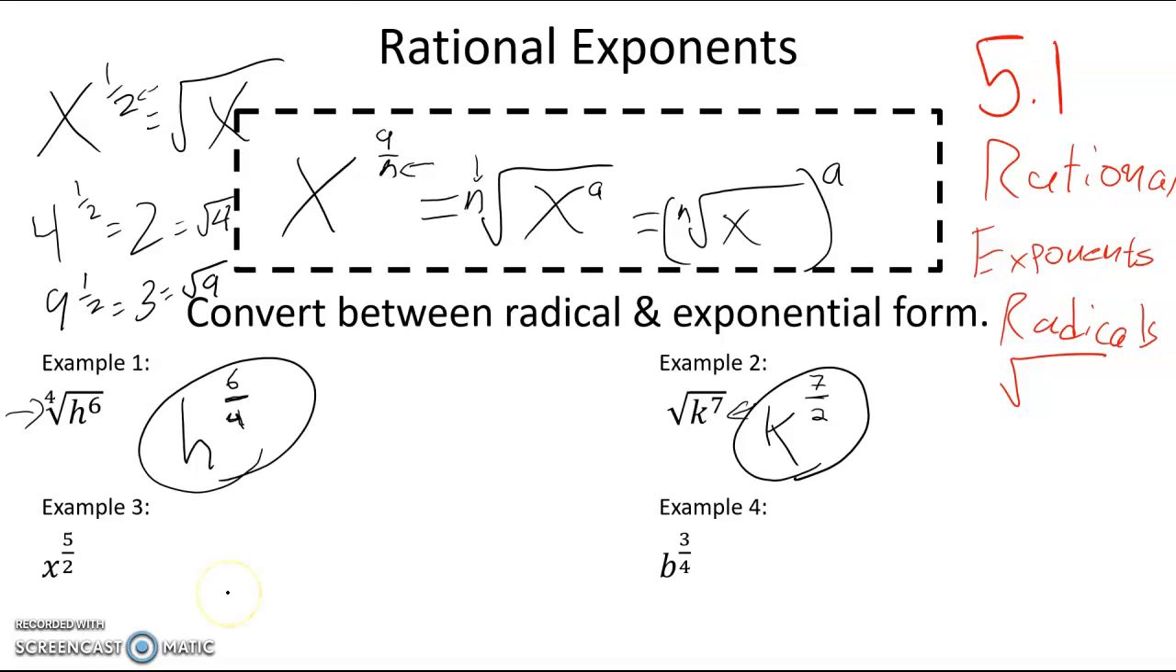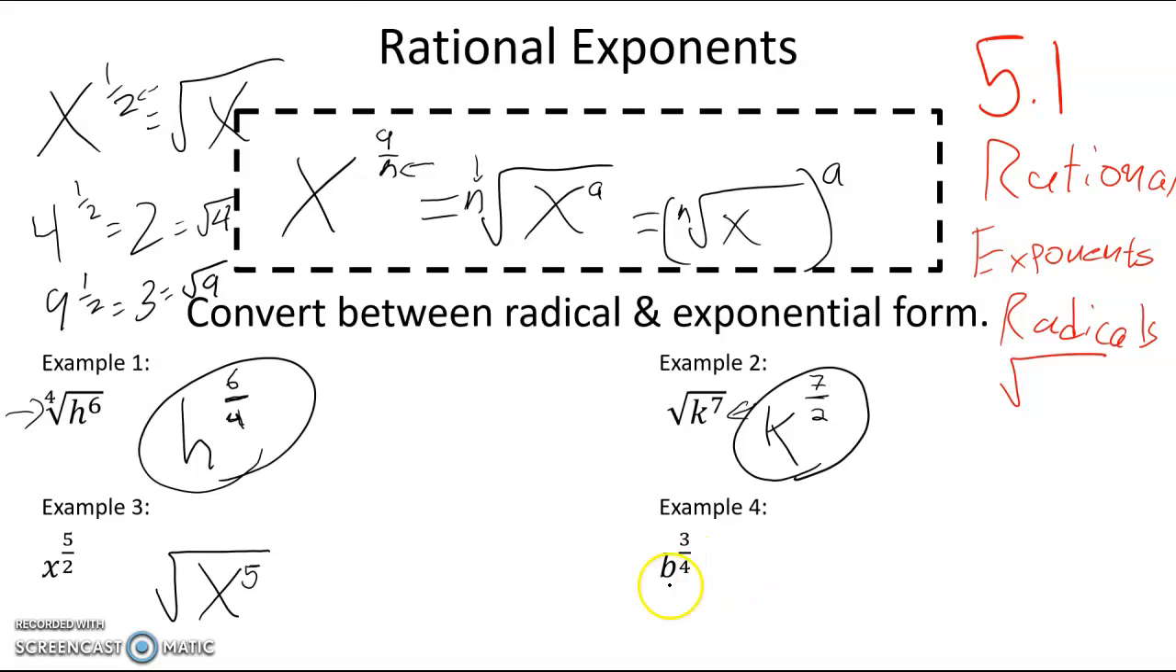Example number 3, we're going to go the opposite way here. We're going to go from x to the 5 over 2 power, from exponential form to radical form. First, draw the radical with the x there. Remember, the bottom number is the number of our root out here. Since it's the number 2, that tells us it's going to be a square root, so we don't need to write the number 2 out there. And then the 5 power, we're just going to bring that underneath here. So it's going to be the square root of x to the 5th power.